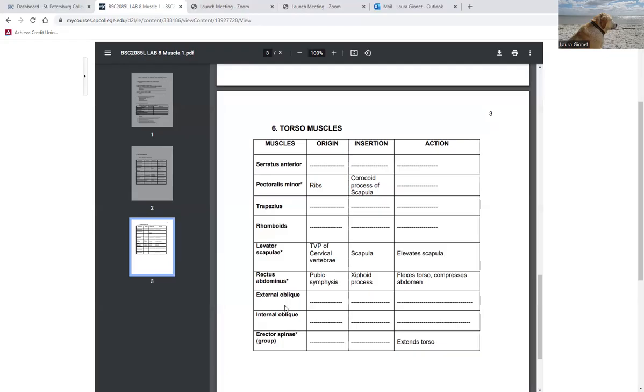So they're going to be traveling in an oblique angle. The most superficial one is the external oblique. The internal one, or the one deep to that, is the internal oblique.